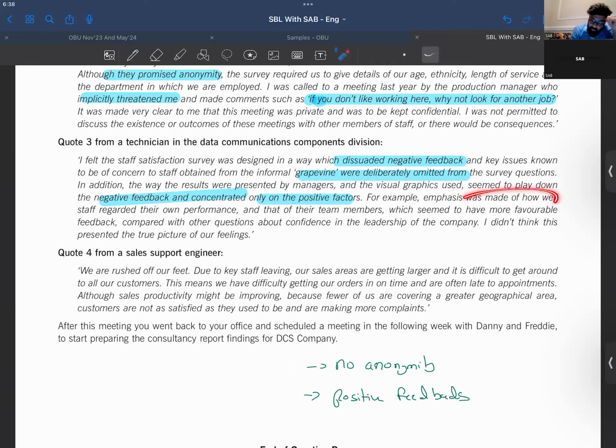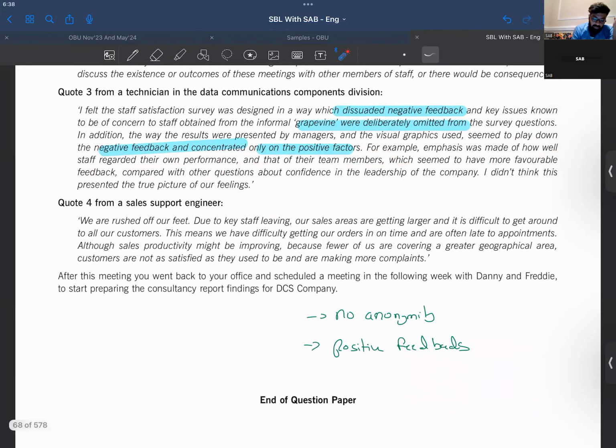For example, emphasis was made of how well staff regarded their own performances, which seemed to have more favorable feedback compared with other questions about confidence, leadership, company. I didn't think this is the true picture. So people didn't like that, right?